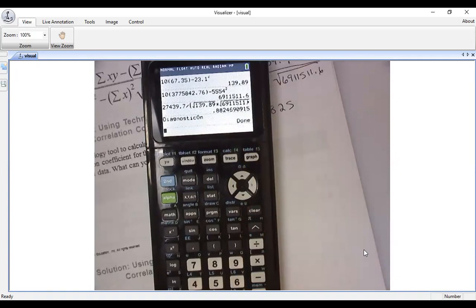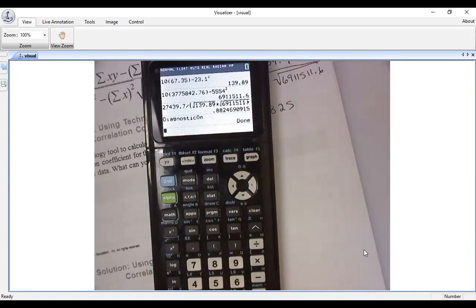Now, do this. I know you've done this before. What if I had asked you, we've got X's in L1, Y's in L2. Could you give me the equation for the regression line, or the equation for the line of best fit? Do you know how to find that?